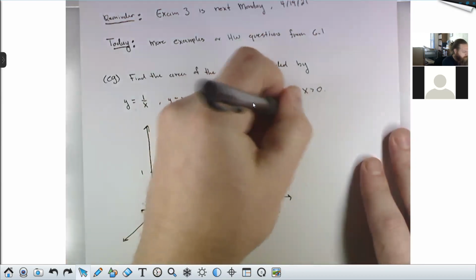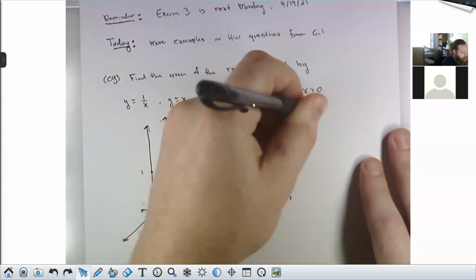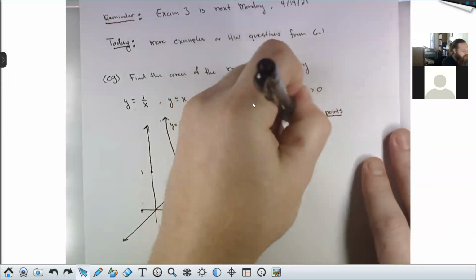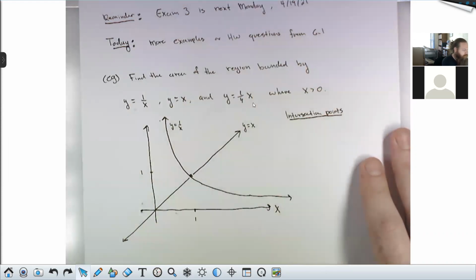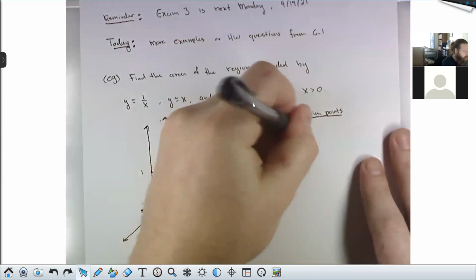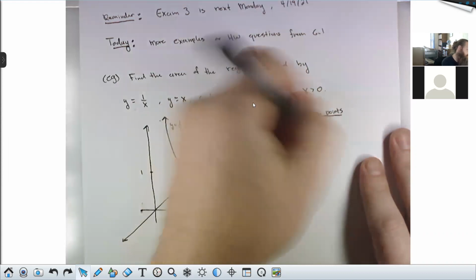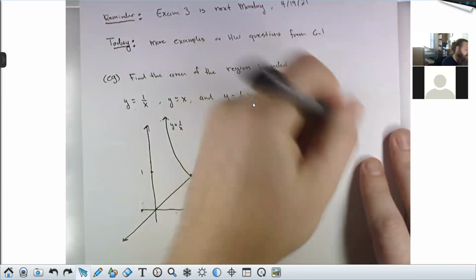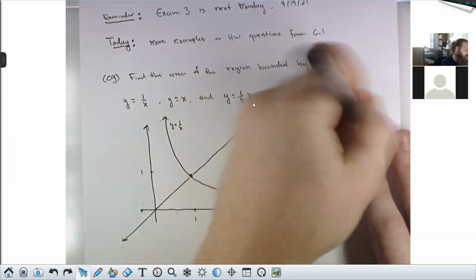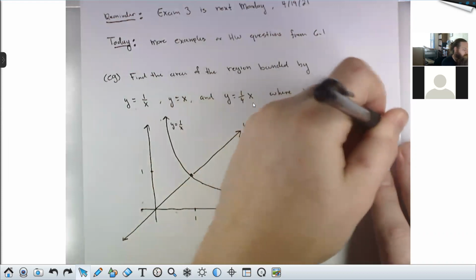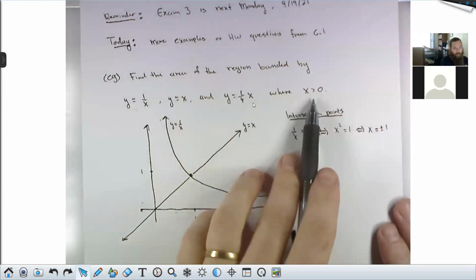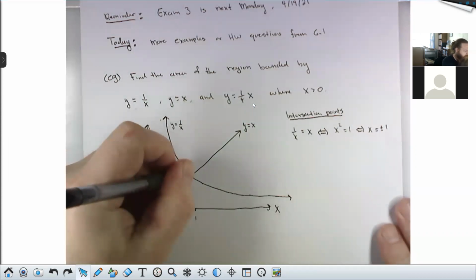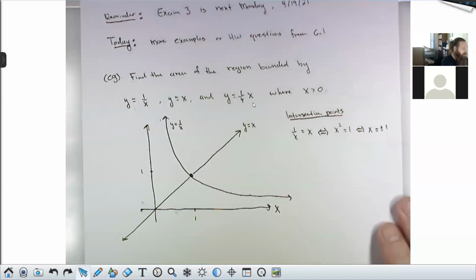So remember, we also need to find these intersection points. And sometimes it can help you draw your graph if you find those intersection points first. Of course, 1 over x is equal to x when x squared is equal to 1, which means x would be plus and minus 1. And since we're focused on x's which are greater than 0, we're not worried about the -1. That's the point that I already drew right here, where x is equal to 1.